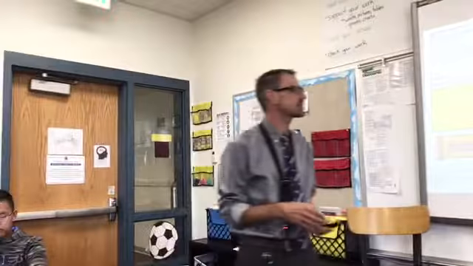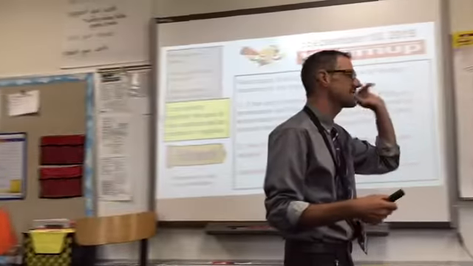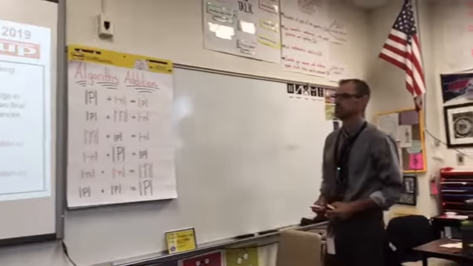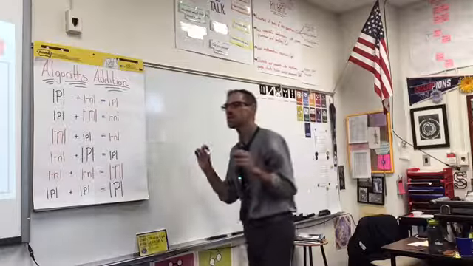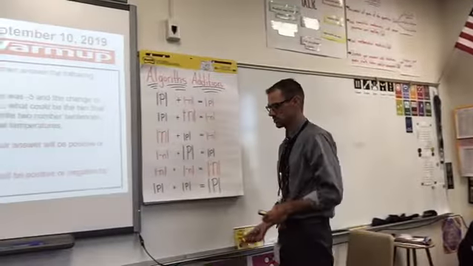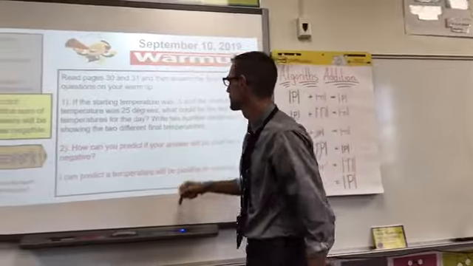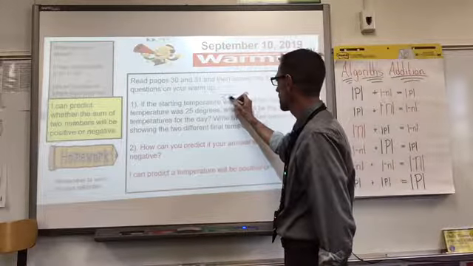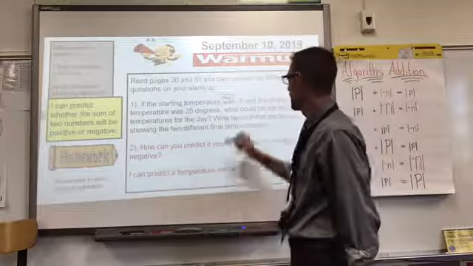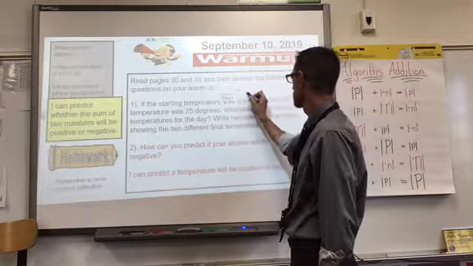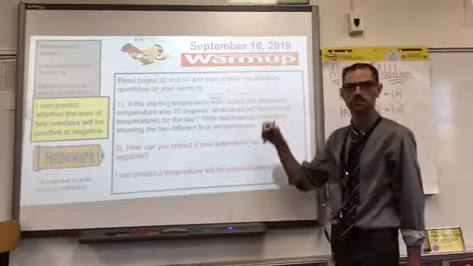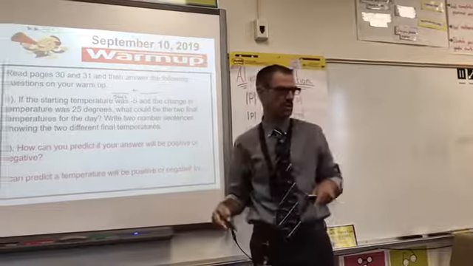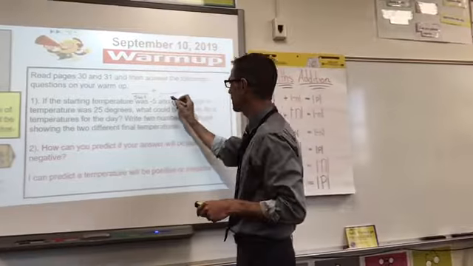If the starting temperature was -5 and the change of the temperature is 25 degrees, what could be the two final temperatures? So I know I have a starting temp, right? This is the number I start with. And then something happens, right? And what do we call this? The change. And what's the variable for change? N. So I'm going to put an N underneath it.